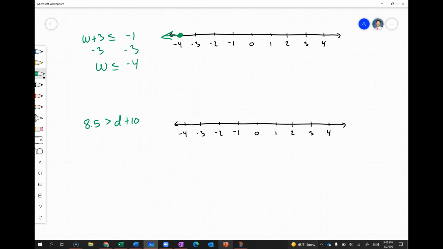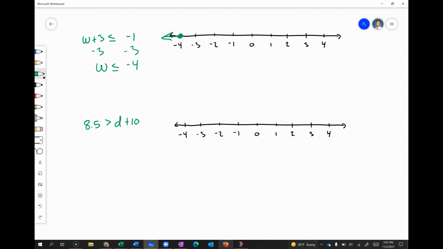Finally, 8.5 is greater than d plus 10, so we would subtract 10 from both sides here, and we're going to get negative 1.5 is greater than d. Now here's an important point that we need to pay attention to. While our sign currently says greater than, let's think about the location of where our variable is. So this says negative 1.5 is greater than d.